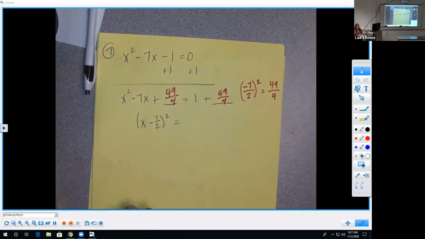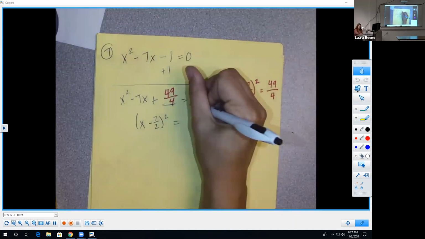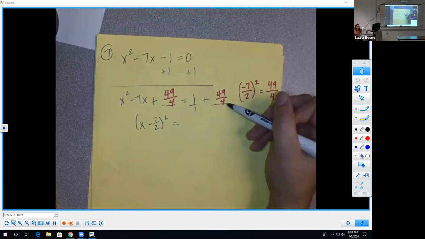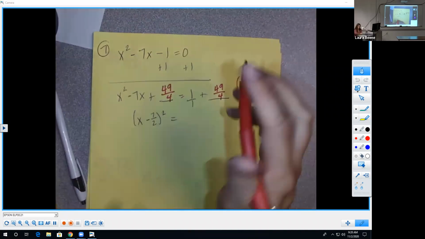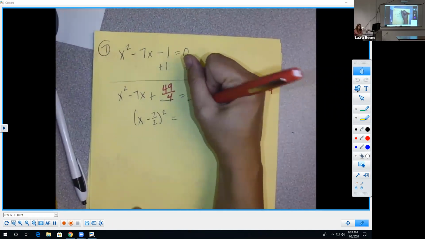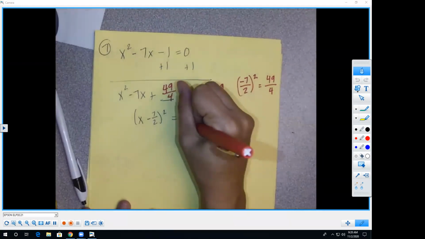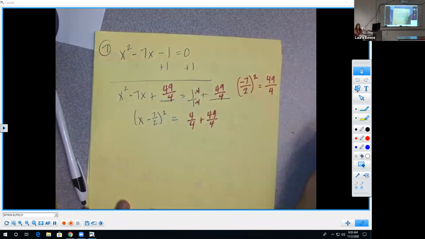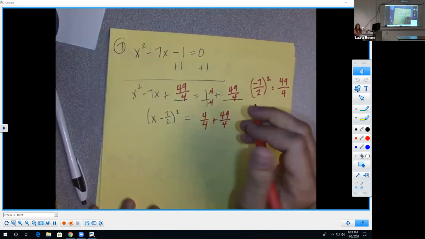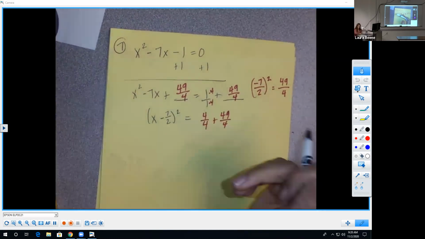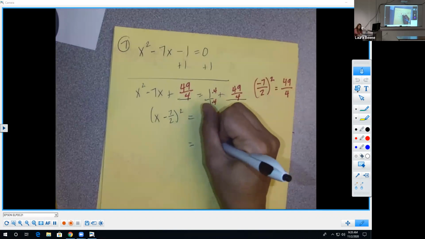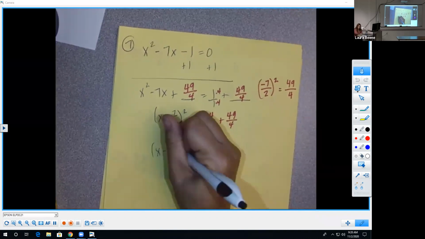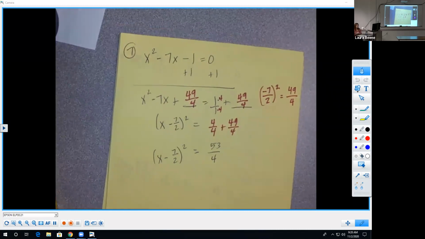Or you could always get a common denominator here, right? This is like 1 over 1 plus 49 over 4. What would the common denominator here be with 4 and 1? 4. I need to turn this one into a 4, right? So multiply by 4 on top, multiply by 4 on bottom, and that becomes 4 fourths plus 49 fourths. And then how do you add fractions now that they have a common denominator? Add across the top, keep the bottom. What's 4 plus 49? 53 over 4. Do it by hand or do it on the calculator. It doesn't matter. Just keep it as a fraction, and you're about to see why.